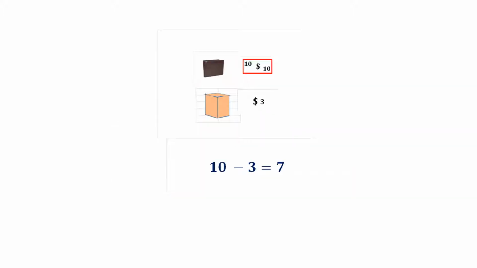We'll now use money to explain positives and negatives. Now, if you have $10 in the wallet, that's positive, and a box of candy costs $3. So we're going to buy the box of candy for $3. So the problem is, what's 10 minus 3? So you start at 10, you're going to go 3 steps down, 9, 8, 7. So 10 minus 3 equals 7.